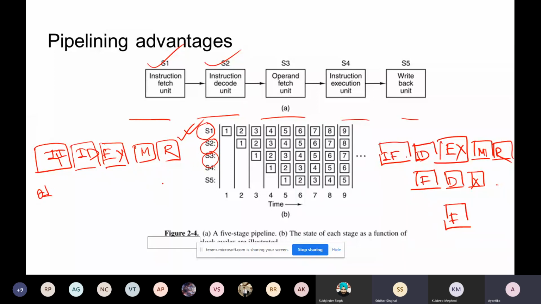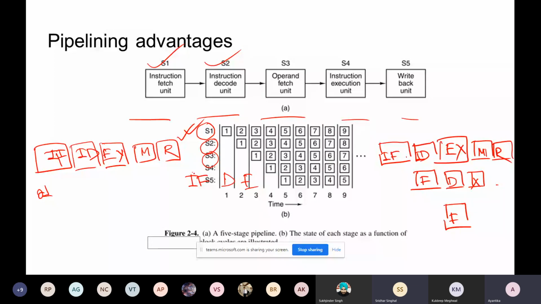That time, your next instruction started from this part: instruction fetch, again decode, again execute, and so on. So effectively, you are using 10 clock cycles without pipeline. Is it clear? But now we are starting the next instruction early.